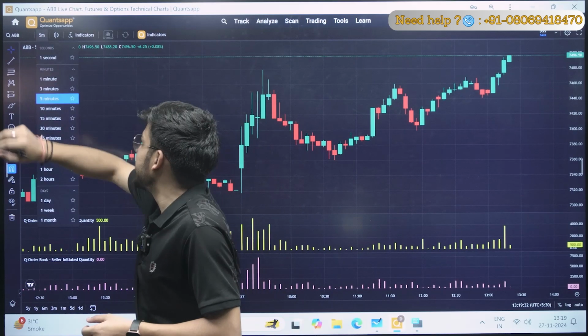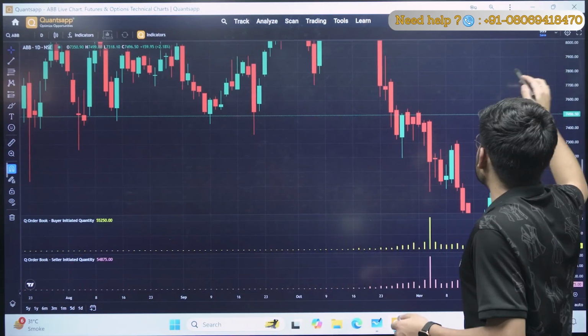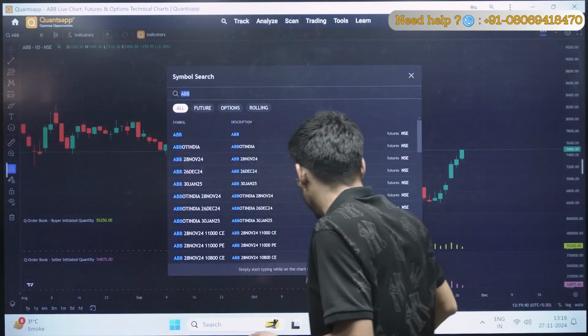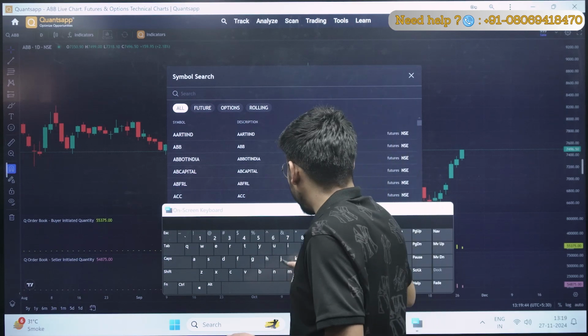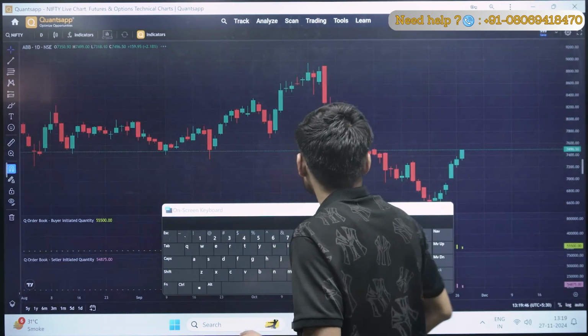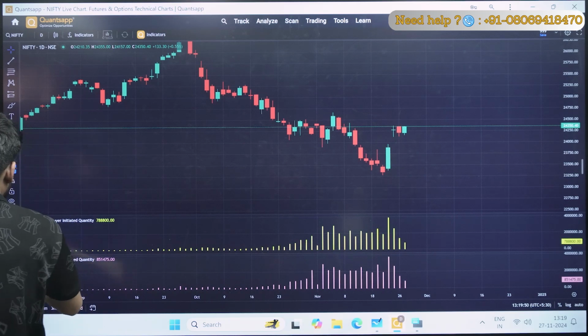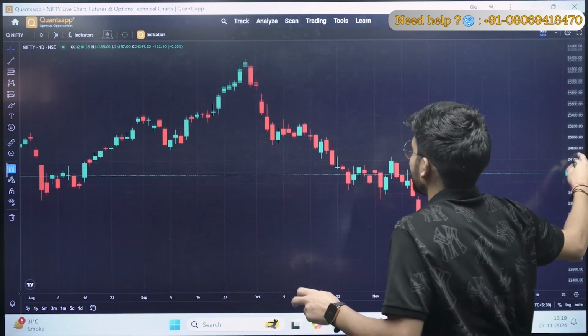So I'll change the time frame to 1 day, and first of all I'll show this strategy for the Nifty, the index, and then we will also be analyzing this strategy for stocks as well. So I am opening Nifty here. This is my Nifty chart. Let me remove the remaining indicators from here. Okay, it's perfect now.